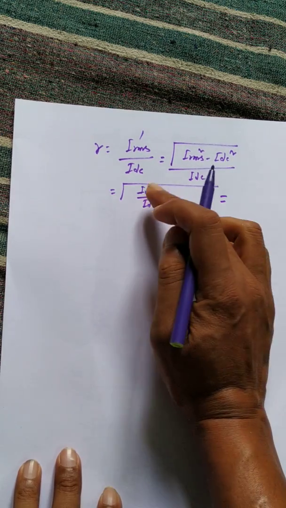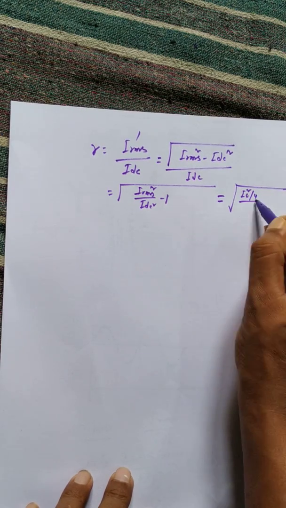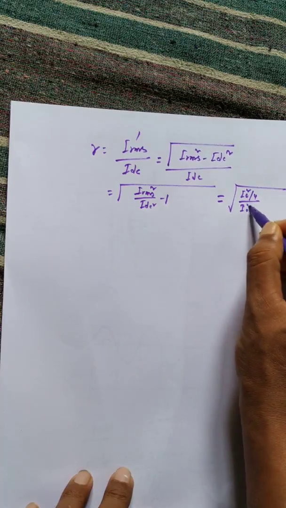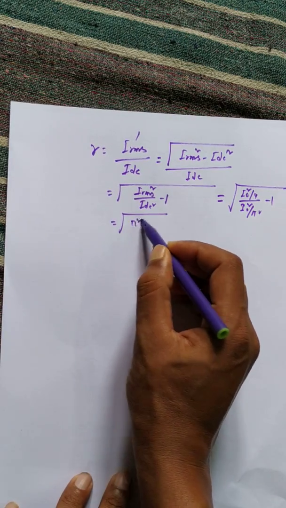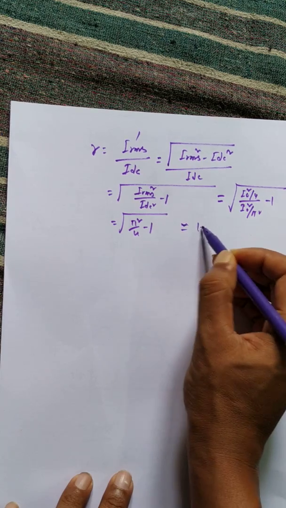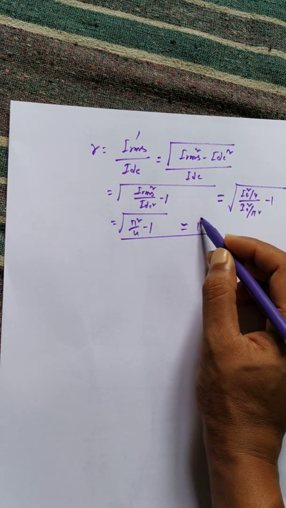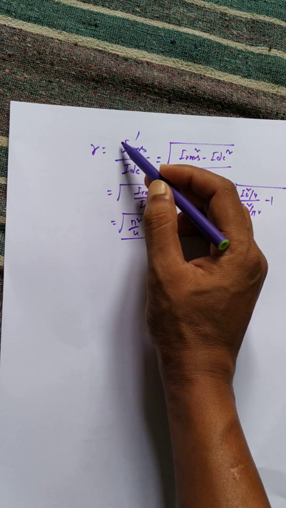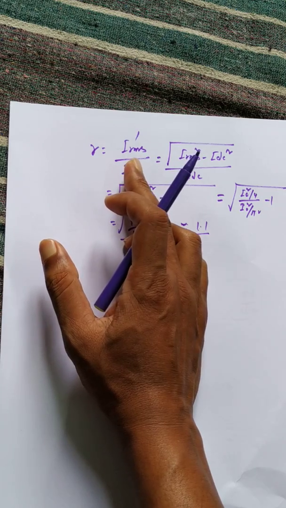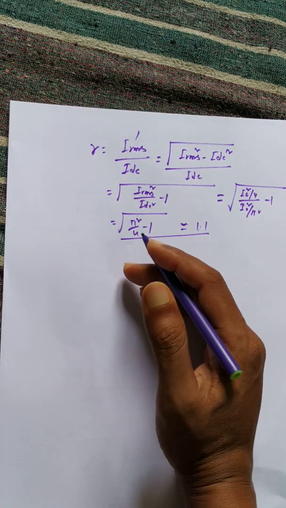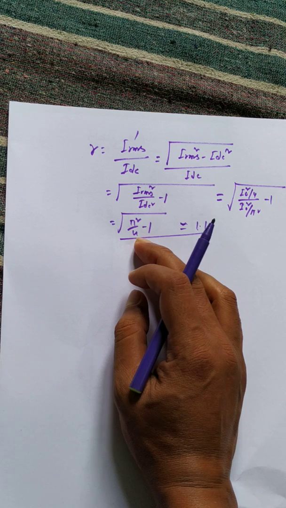And if you substitute the values of IRMS and IDC, we get I0 square by 4 divided by I0 square by pi square, minus 1, and this is equal to the square root of pi square by 4 minus 1, and this is almost 1.21. So the ripple factor of the half wave rectifier is this, and this is the ratio of the RMS value of the AC component of the load current to the average value of the load current. Thus the value of the AC term is greater for the half wave rectifier. So the performance of the half wave rectifier is not good.